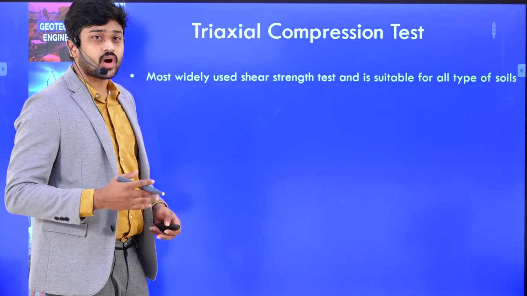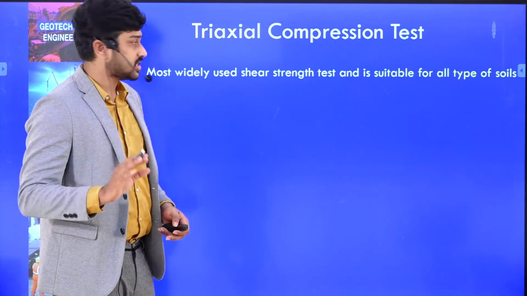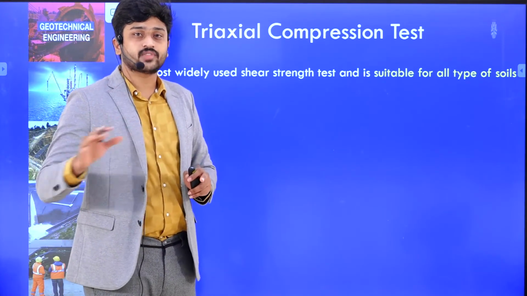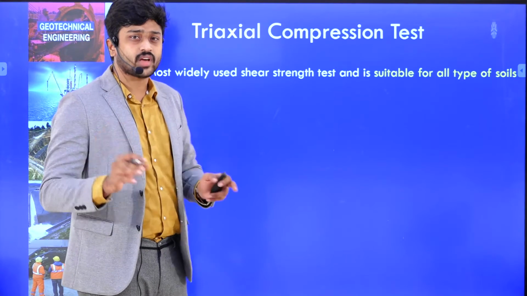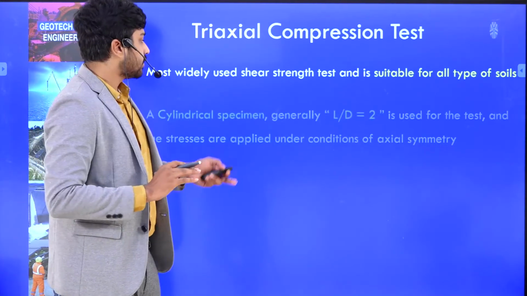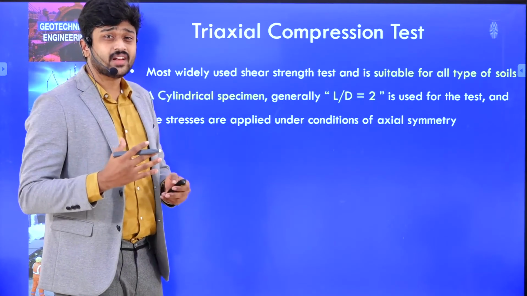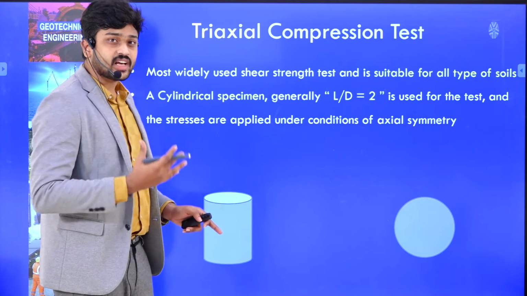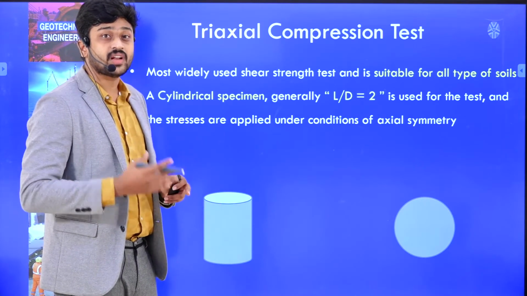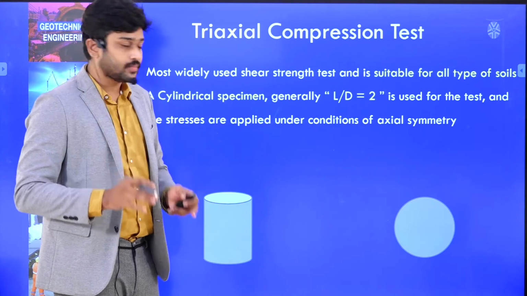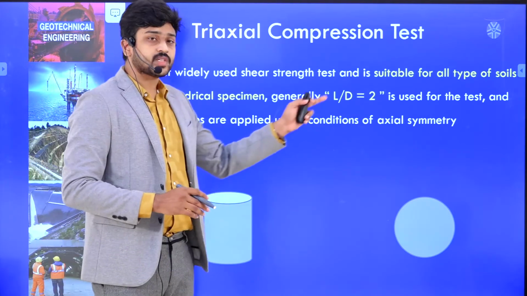So this test is also known as simply a triaxial test. In general, this type of test is suitable for all types of soils. Regardless of the type of soil, this test can be performed on any type of soil. Furthermore, for this test we consider a cylindrical soil specimen, unlike our direct shear test where we consider a cubical body. So here a cylindrical specimen is considered.